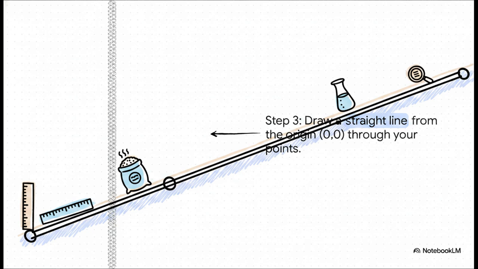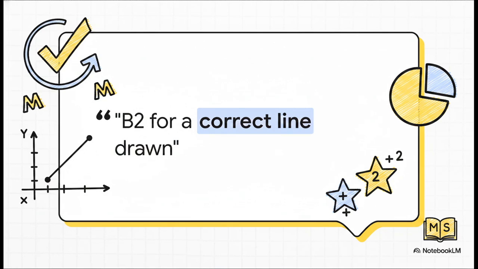This line is more than just a line. It's a picture of the entire recipe, showing every possible combination. And there you have it, straight from the horse's mouth. The mark scheme says B2 for a correct line drawn. That's 2 marks just for drawing that line perfectly. And just like that, part A is done. Full marks in the bag.